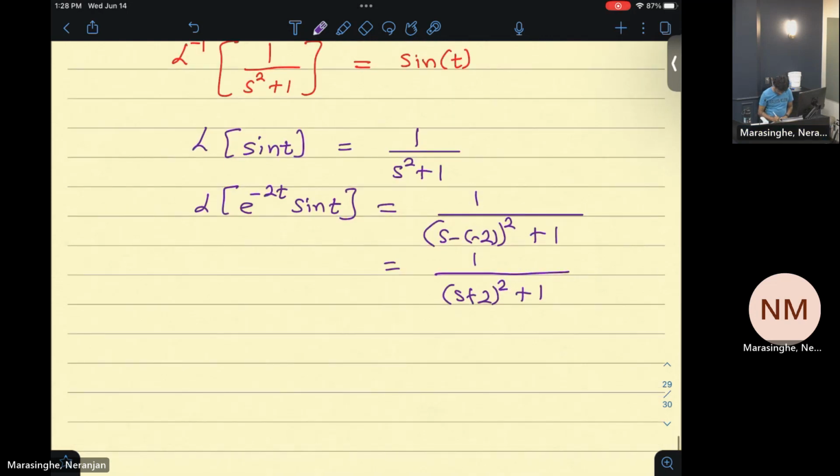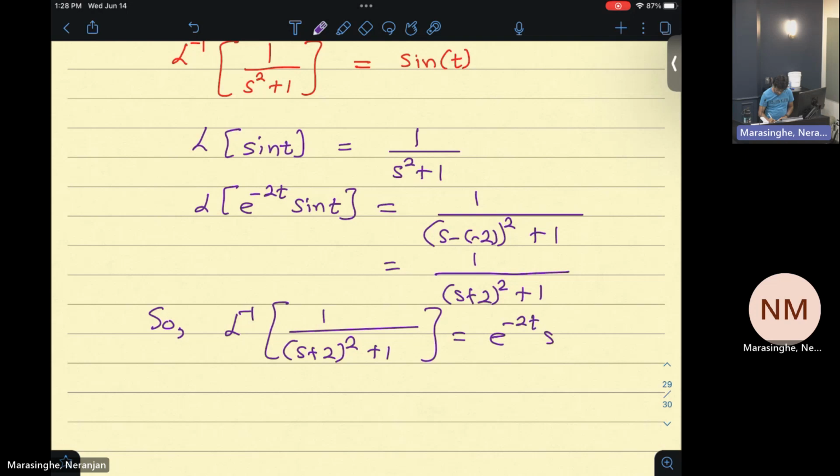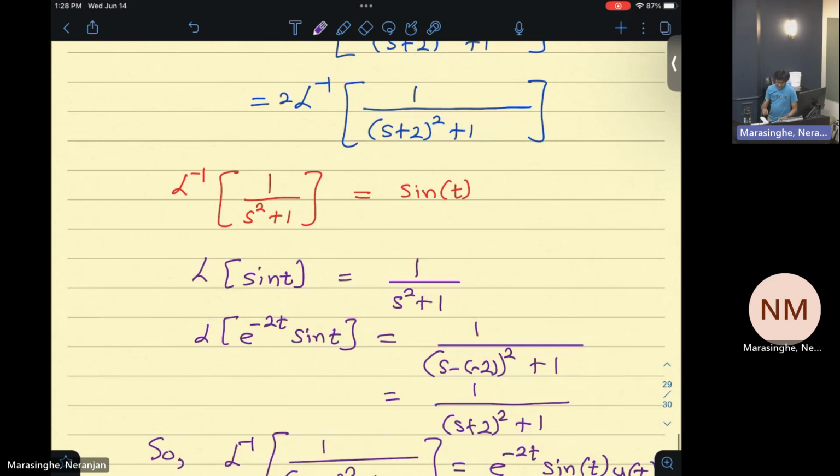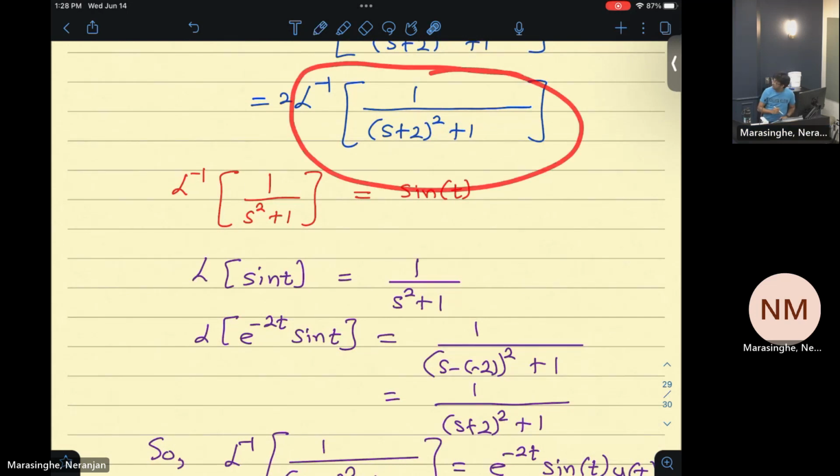So the inverse Laplace of 1 divided by (s plus 2) square plus 1 is equal to e to the minus 2t sine of t u(t), because this is valid for t greater than or equal to 0. This would give us the answer, right? This was our goal.